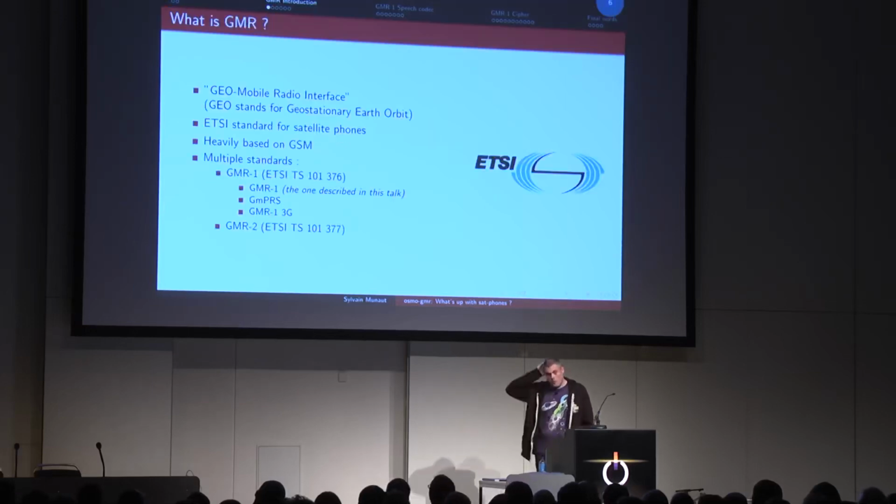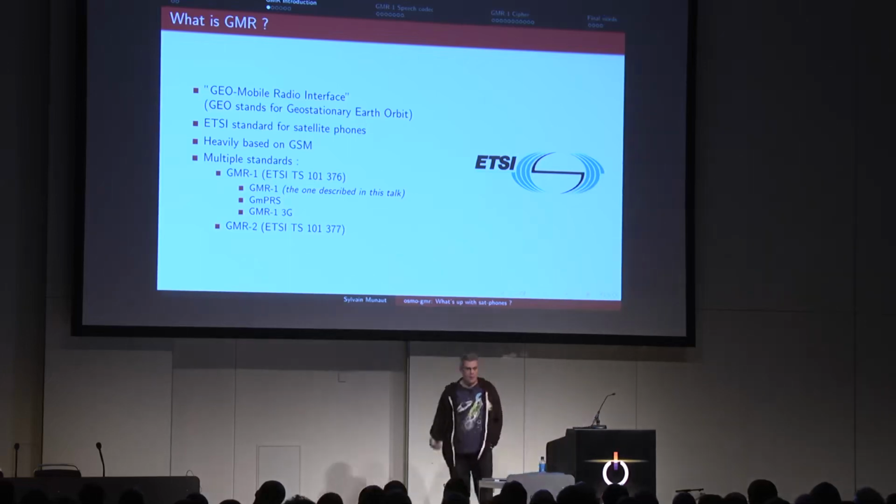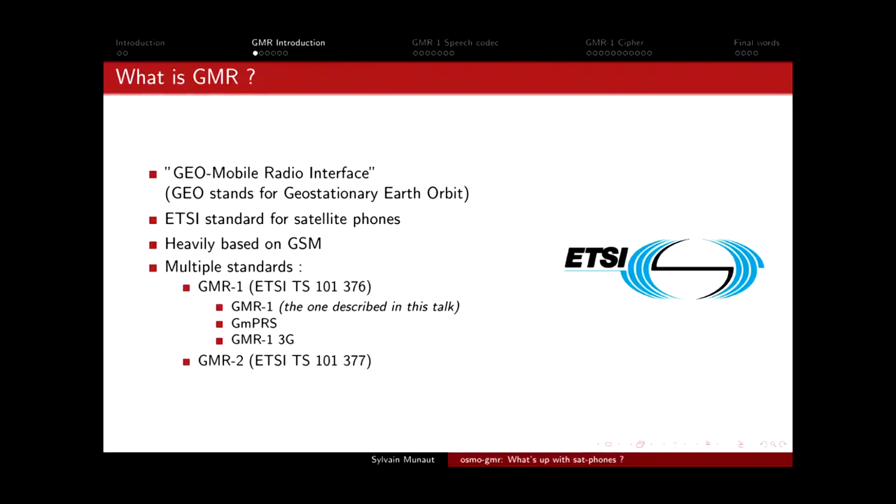So first, what is GMR exactly? Well, GMR stands for Geo Mobile Radio, and it's an ETSI standard for satellite phones. It's heavily inspired from GSM, and if you read the GMR specs, there's plenty of references to go see the GSM spec. There's actually two standards named GMR, GMR1 and GMR2. They are not evolutions of one another. They're competing standards that have just been developed by distinct companies, and then both have been standardized through ETSI.